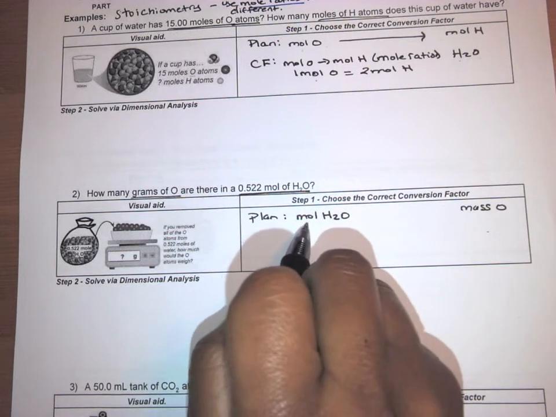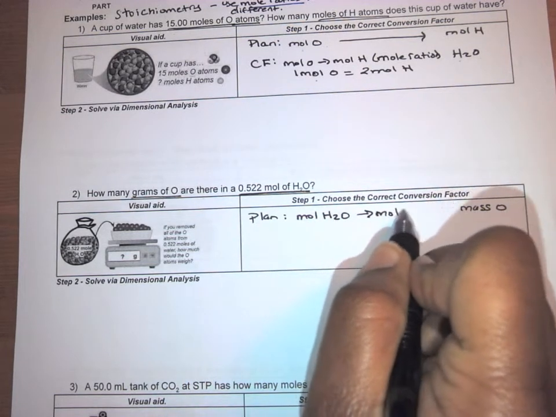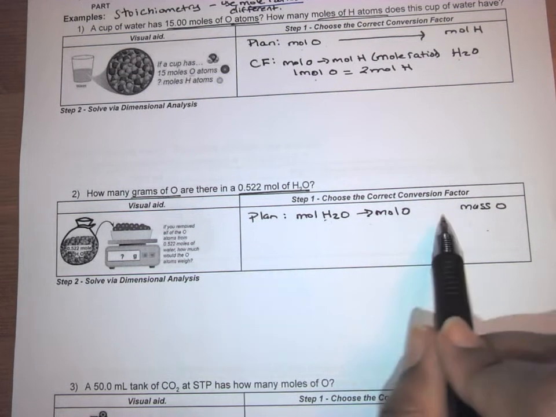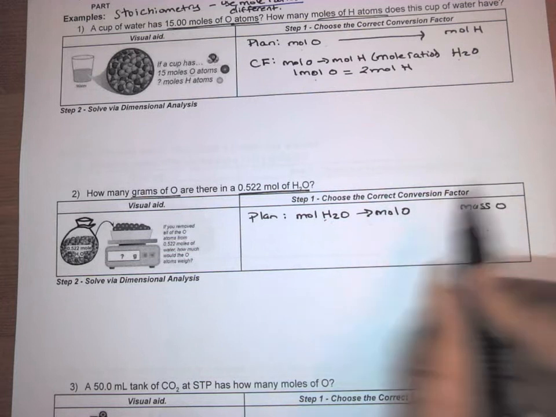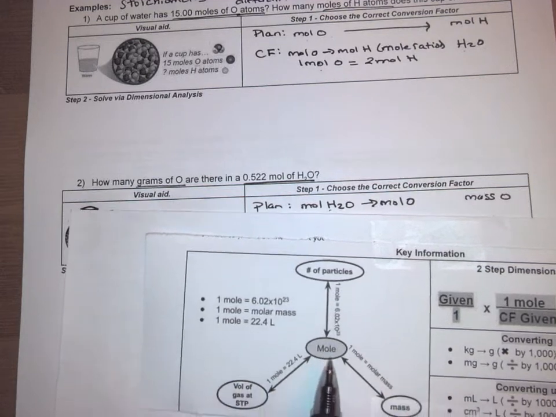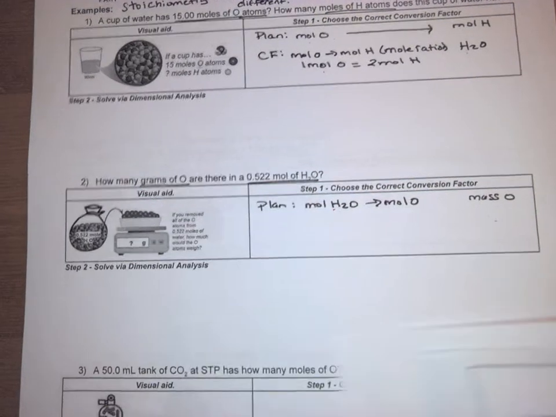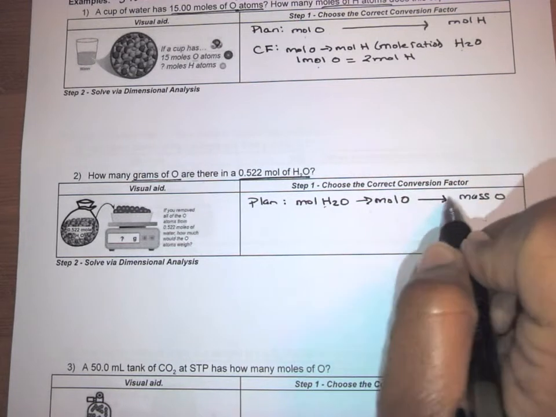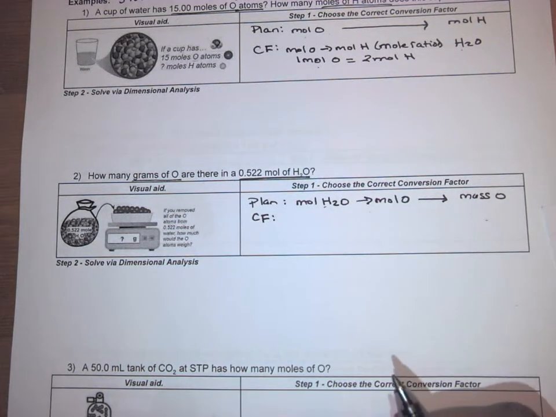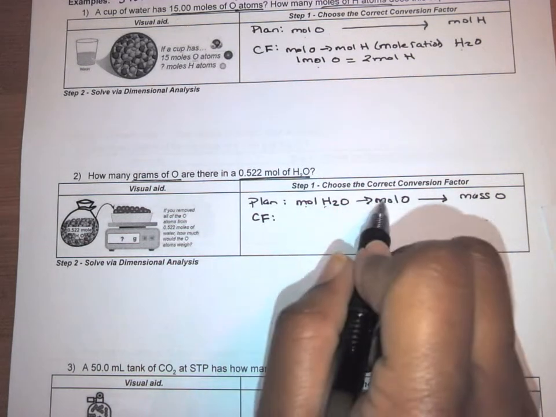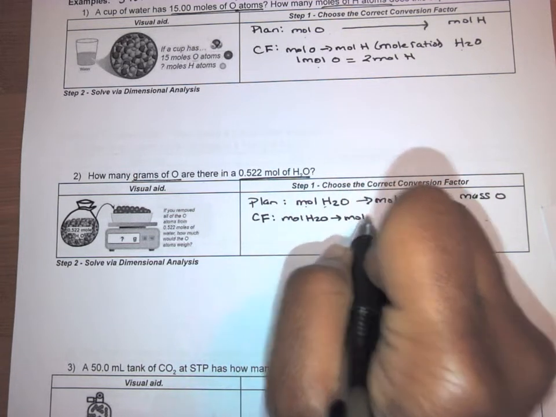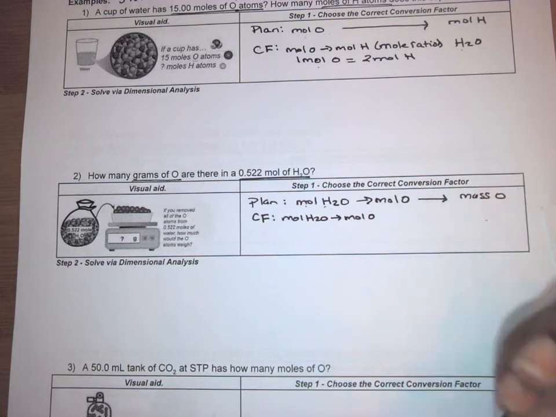I know I can go from moles of H2O to moles of oxygen. They're different, but they're both in moles, so that's okay. I can do that conversion. And then if I use my mole map, remember? If I use my mole map, I can go from moles to mass, all right? So I can then just do one more conversion to go from moles to mass. So let's go ahead and write out our conversion factors here. We'll start with the first conversion factor. When I want to go from moles of H2O to moles of O2, sorry, not moles of O2, moles of oxygen atoms.